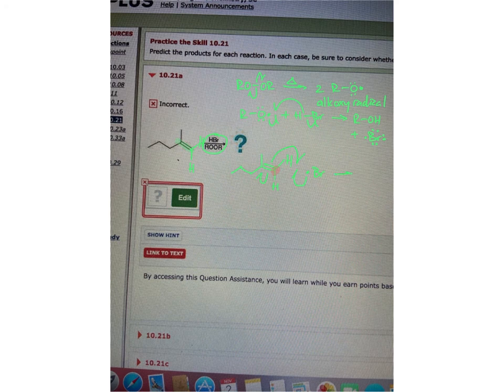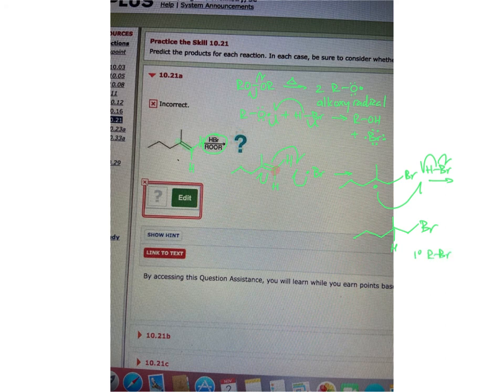So let's draw that out. So now we have a tertiary radical. That tertiary radical will then react with the HBr to propagate the chain. And so you're ending up with the least substituted bromine. So this is a primary bromide.